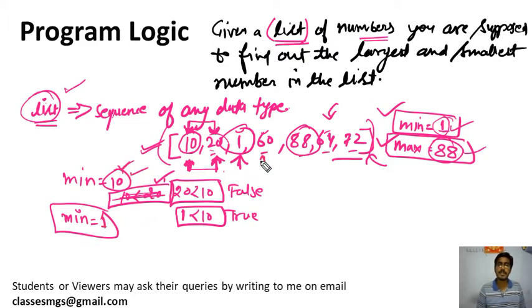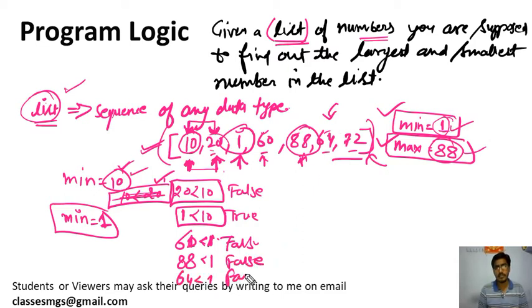Now I will compare the next one. Is 60 less than 1? The condition is false because 60 is not less than 1. Then we compare 88. We will not update the minimum because our current minimum is 1. 88 is less than 1? Also false, so we do not update. Then 64 is less than 1? In that case also we do not update. 72 is less than 1? Also false, so we are not updating the minimum.